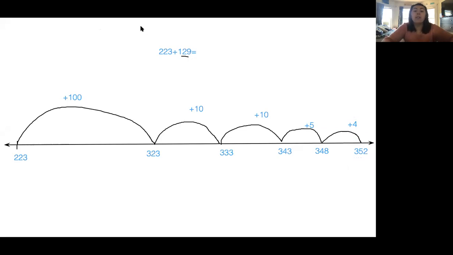So my final answer, remember we always circle our final answer, is 352 because I've jumped all the way and that's the number I landed on, which is the same number as the other 2. So these are the 3 strategies you will be using today. So let me very quickly, I know this has been a longer video than usual. So very quickly, I'm going to show you your worksheet.